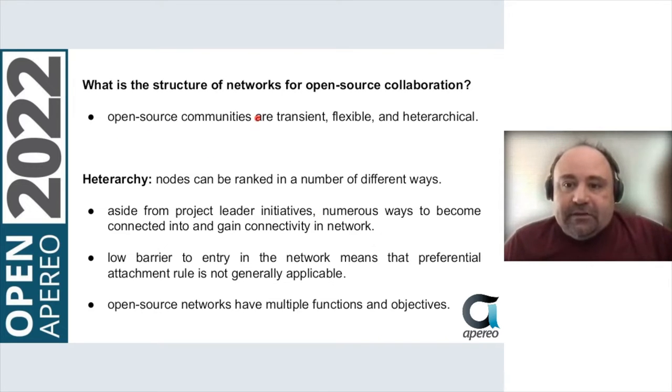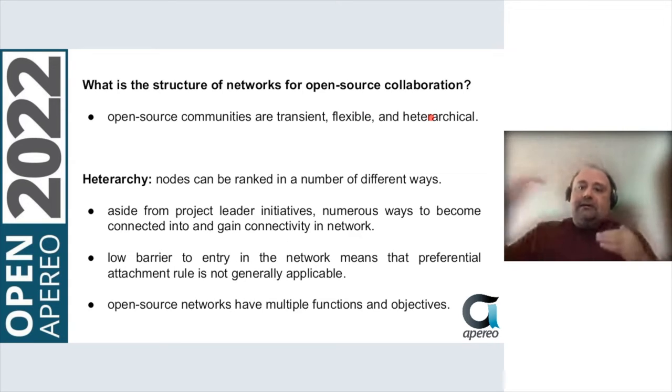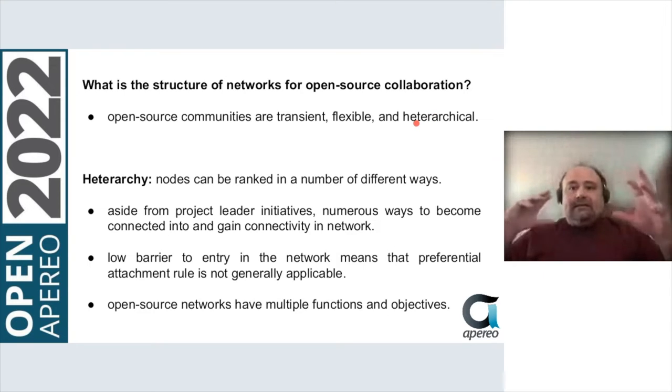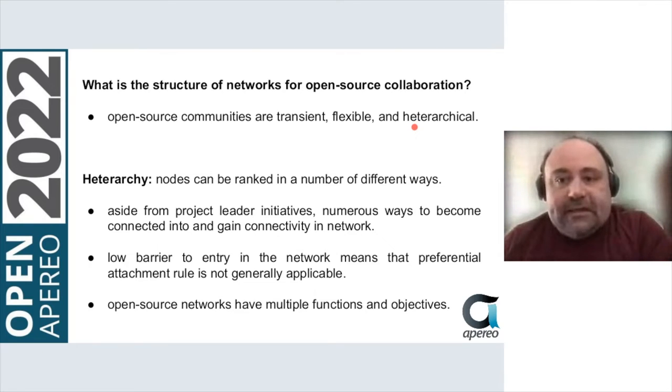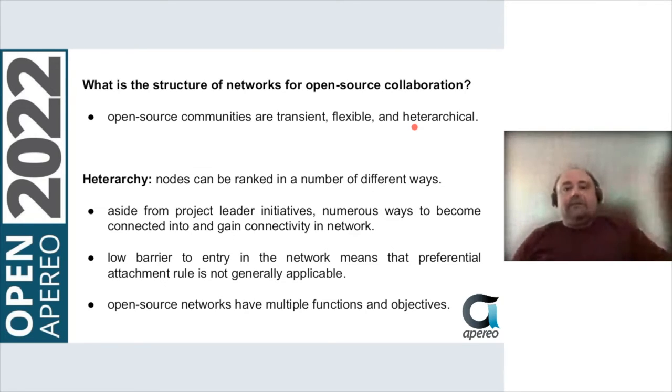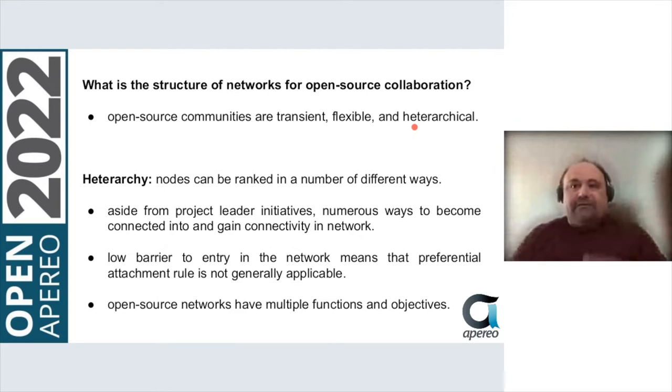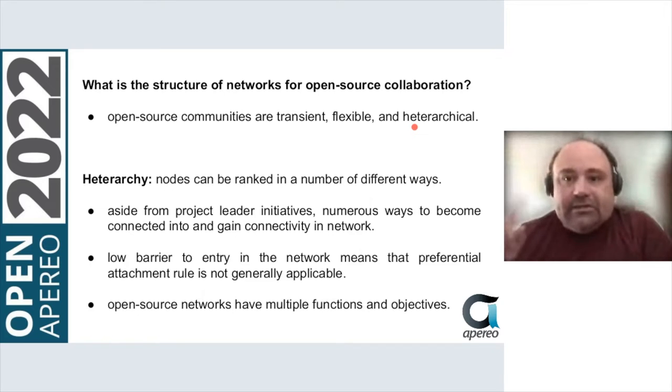And we find that open source communities are transient, flexible, and hierarchical. This term hierarchical is different from hierarchy, because hierarchy implies that there is a leader and a follower or someone supervising someone else. It's more that you're coming together. Some people have some skills, other people have other skills. You make your own organization and you make your own accountability from that sort of connection. Most importantly, the organization is organized around that and enables that type of organization. So it's different from a hierarchy.